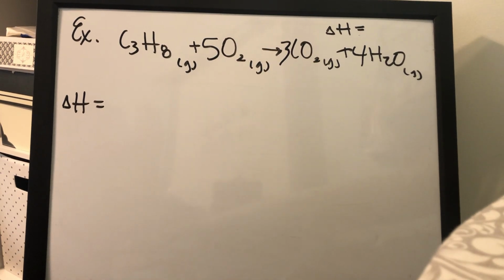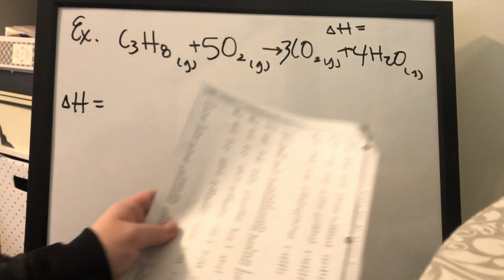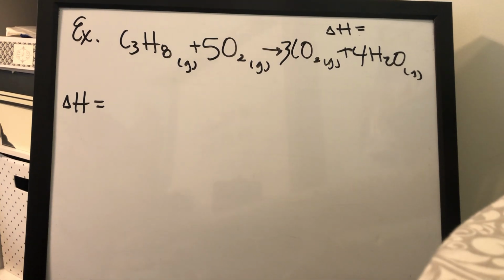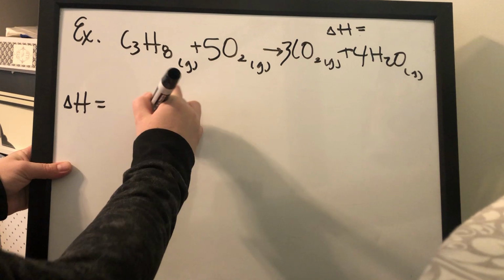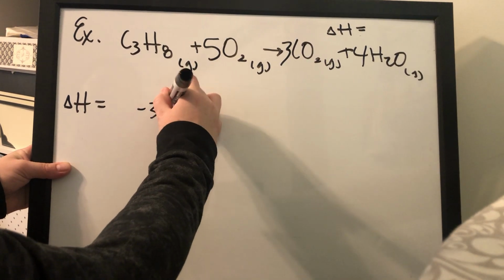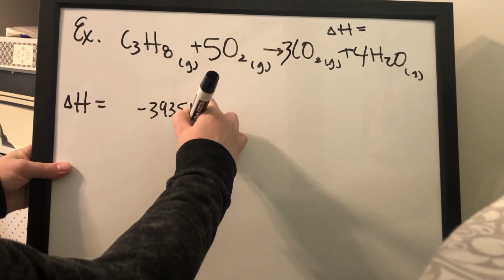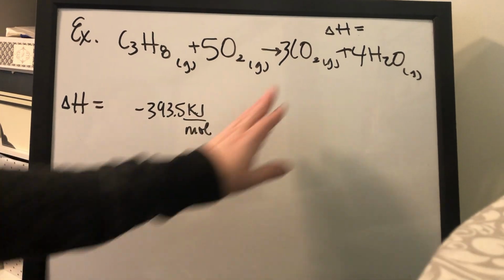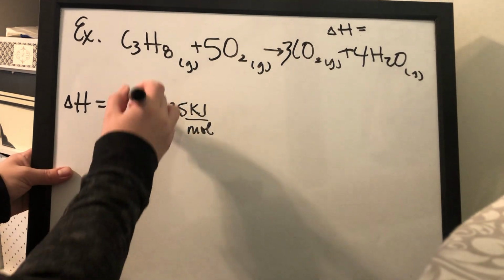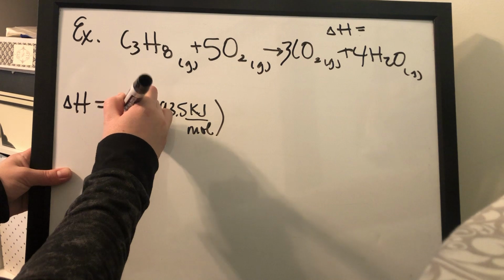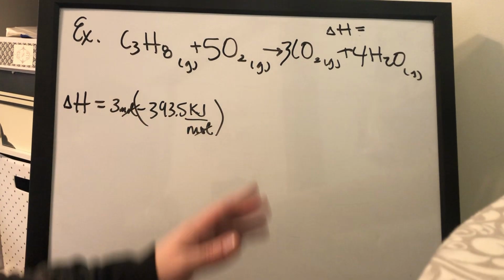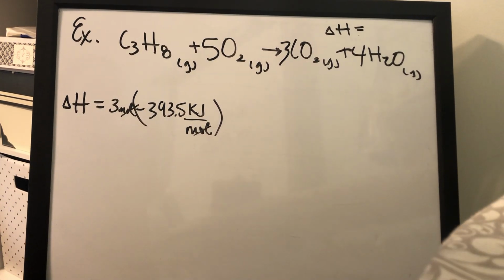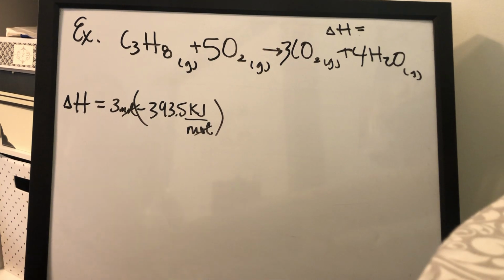So I go to my chart and I look up the values for CO2 and H2O. CO2's value, and I have these written down, so I'm going to do it quickly, is negative 393.5 kilojoules per mole. But I don't have 1 mole of CO2, I have 3. And so what I essentially do is I multiply this by 3 moles, and that cancels out my mole unit. I'm not going to do that for each one and show you the units, but that's what we're essentially doing.